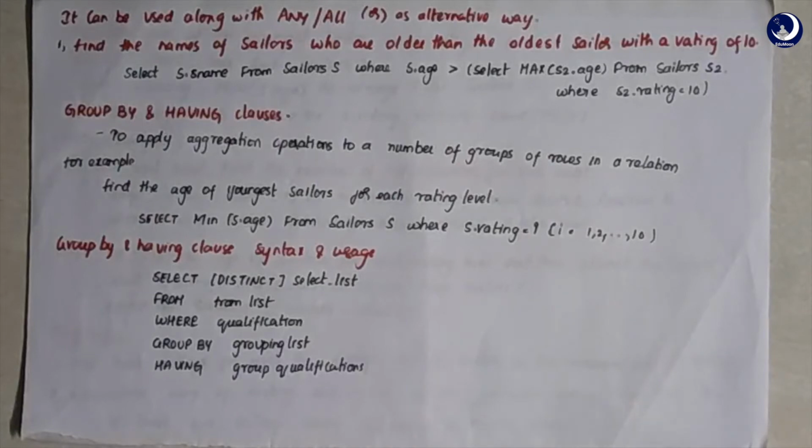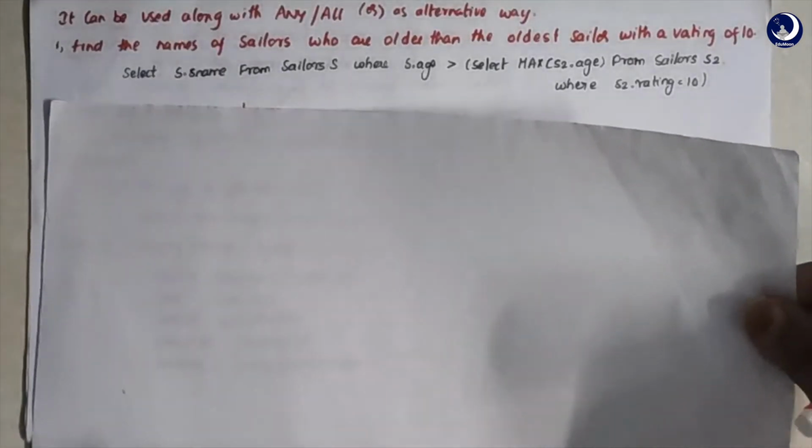These operators can be used as an alternative to the in and all operators that we have seen earlier. Let's look at an example and find out how they can be used as an alternative to the all and any functions. Our question is, find the names of sailors who are older than the oldest sailor with a rating of 10. Whenever you read any question, try to divide the question into parts so that you can understand what you actually want. First we want the names of sailors, and then we want those who are older than the oldest.